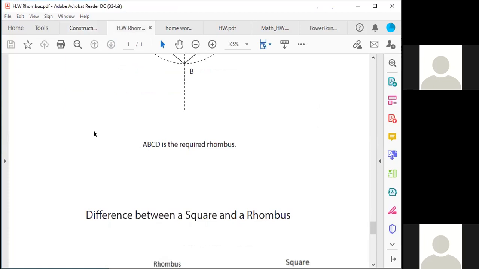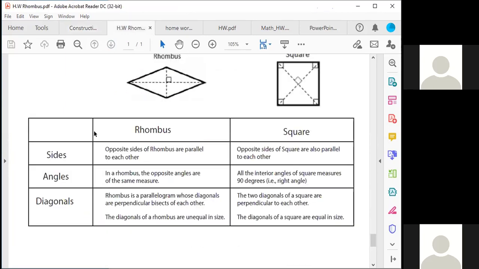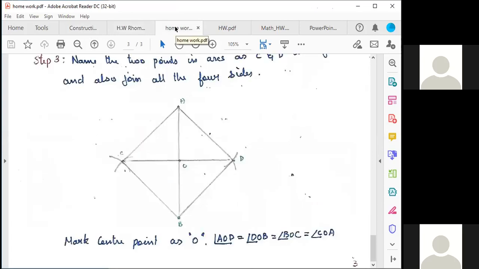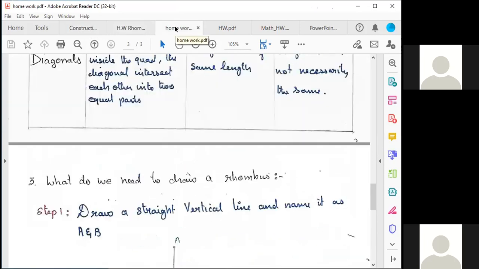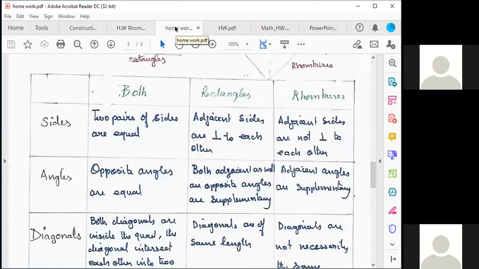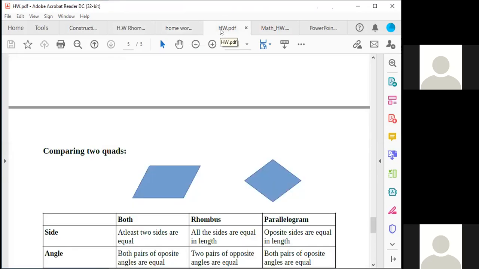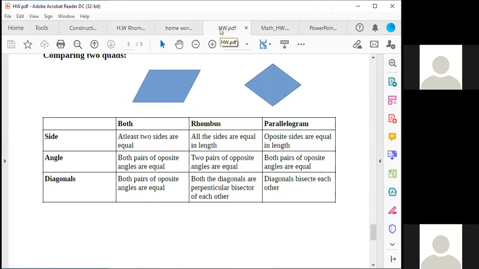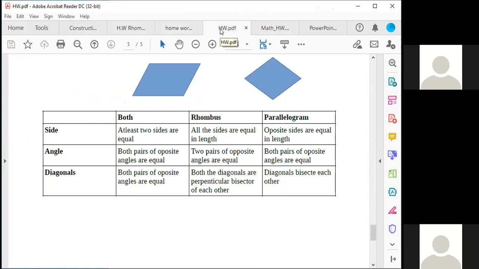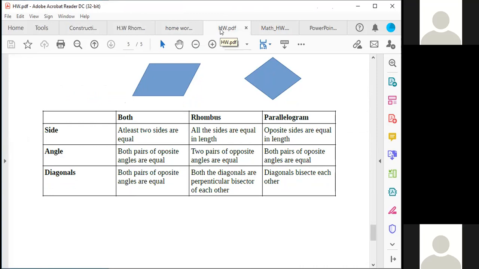So let's now look at, okay, this is rhombus and square. Let me just check if there are any more. Okay, there is no more here. This is rectangle and rhombus. I'm just trying to see if there are any more parallelogram and rhombus here. Parallelogram and rhombus. All sides are of equal length. Opposite sides are equal in length. So again, when you look at both, it's not at least two sides are equal. It is the same as what is there for parallelogram. Both pairs of opposite sides are equal.